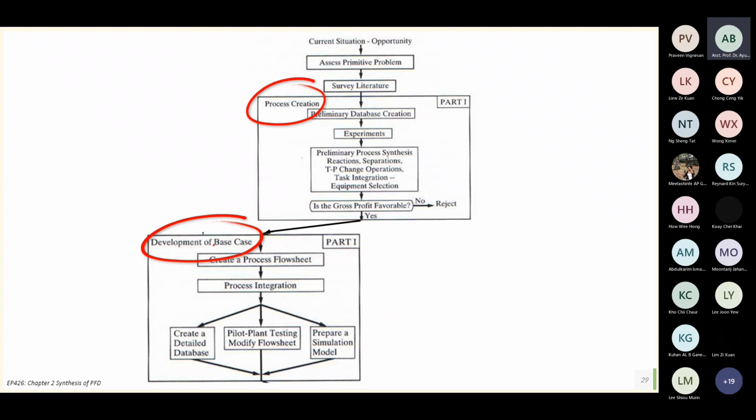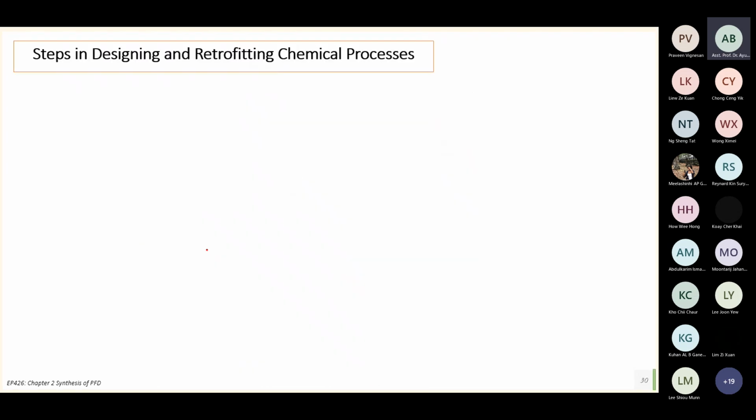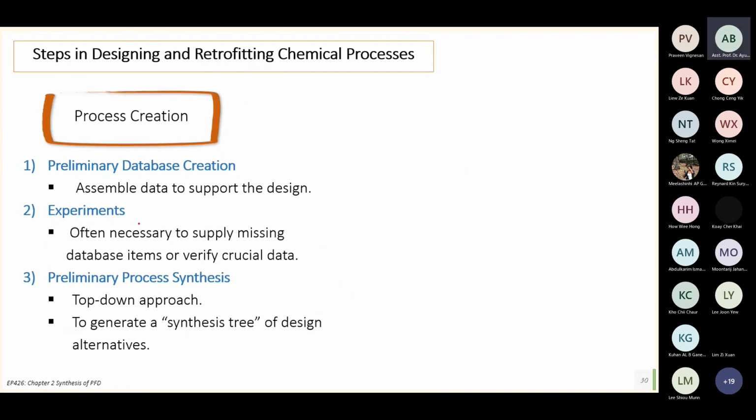Process creation and development of the base case. Now for process creation, as we discussed earlier, I just repeat similar things: you should assemble data to support the design. Let's say you have been assigned to your PDP is ammonia. Then collect all data that is related to ammonia production.